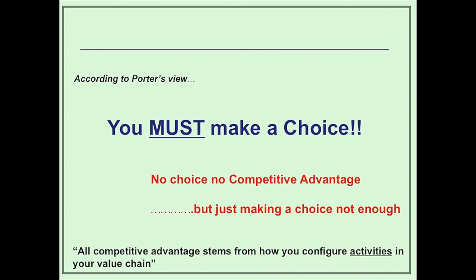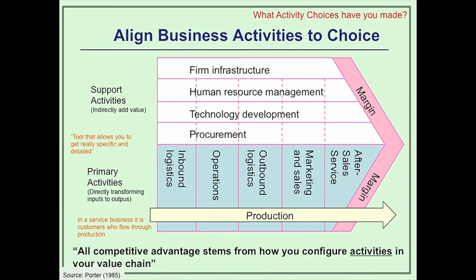So for Porter, all competitive advantage stems from how you configure activities in your value chain. And so configure those activities to match that choice of position that you have made. Here Porter offers a very well-known tool, the value chain. Now the value chain is simply a pigeonhole system.